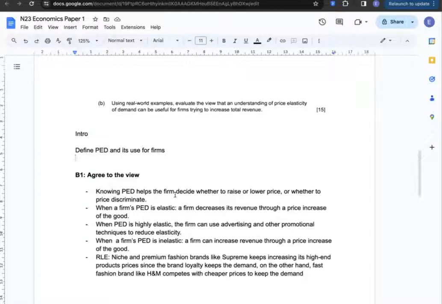And I'm going to further support the agreement by using real-world examples, like niche premium fashion brands keep increasing their high-end product prices all the time, since the brand loyalty keeps the demand. On the other hand, fast fashion brands like H&M or Zara, these kinds of things, they compete with cheaper prices to keep the demand.